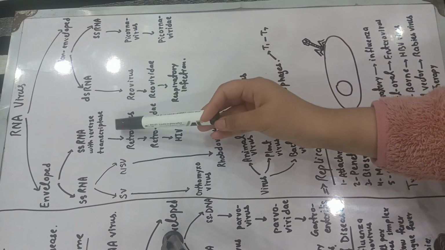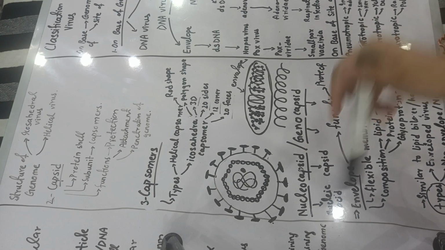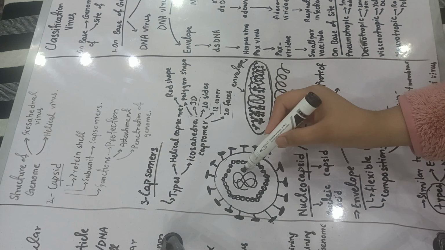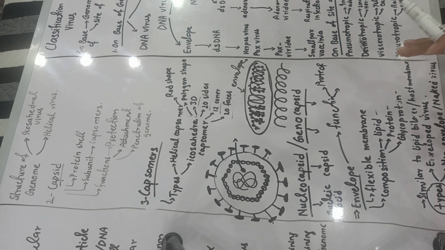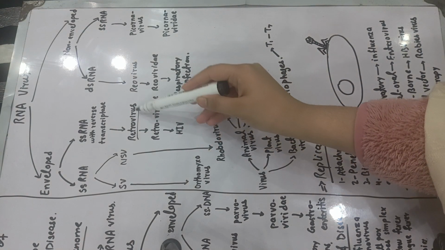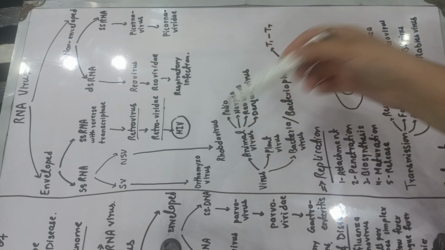Reverse transcriptase is actually an enzyme which is present inside the virus. As you can see here, this is the genome, and this dot represents the reverse transcriptase enzyme of that virus. The single-stranded RNA viruses which contain this reverse transcriptase have been given a separate family name, which is retrovirus. Retroviridae is the name of their family, and their example includes HIV.